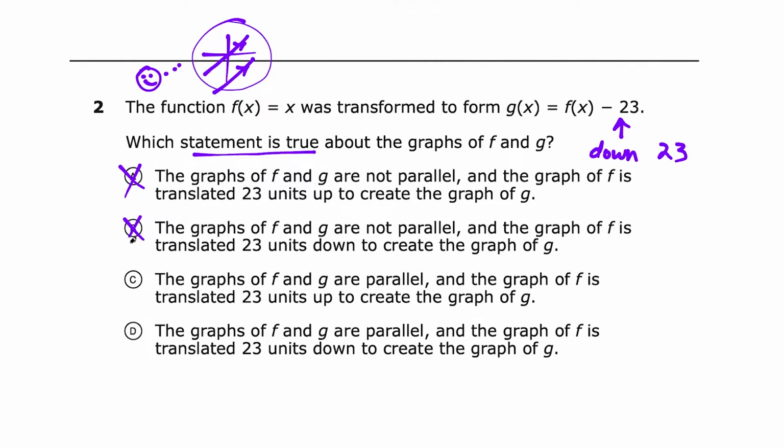So we could get rid of choices A and B, because those two answer choices are saying not parallel. And the new line is going to be shifted 23 units down. So we would go with choice D here.